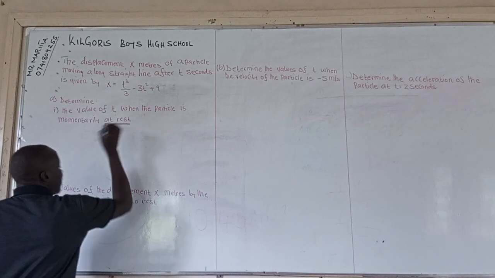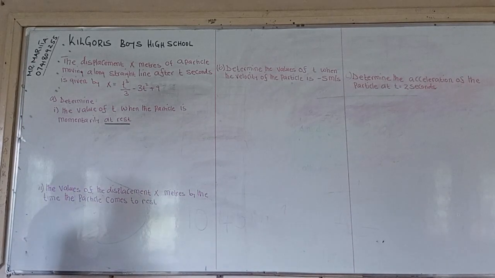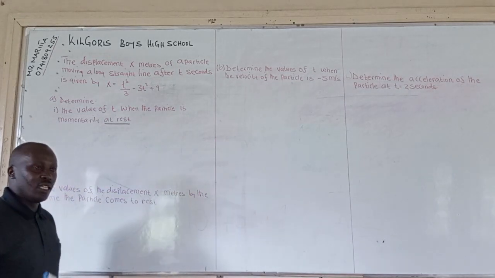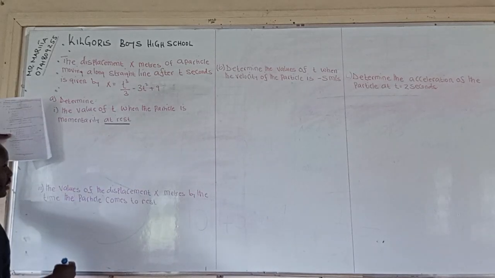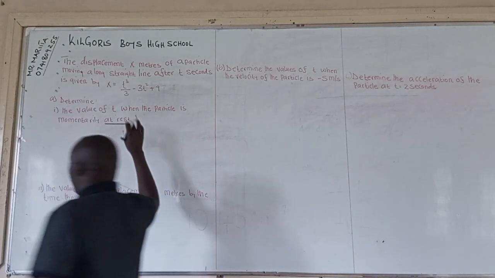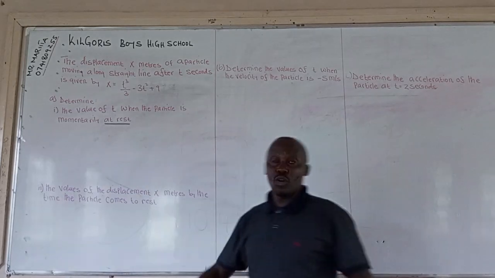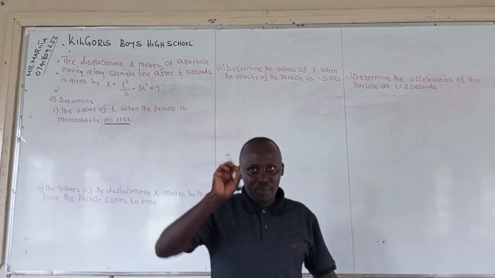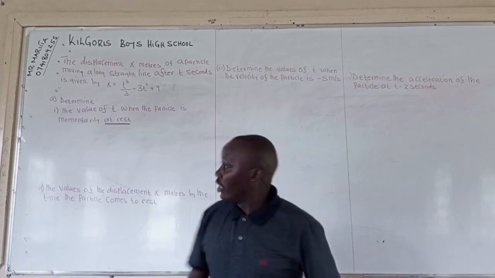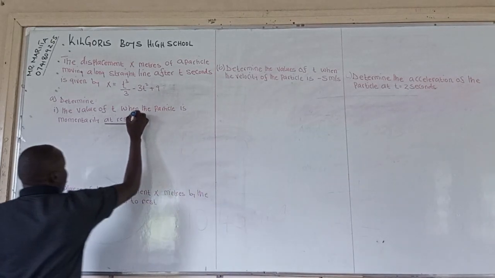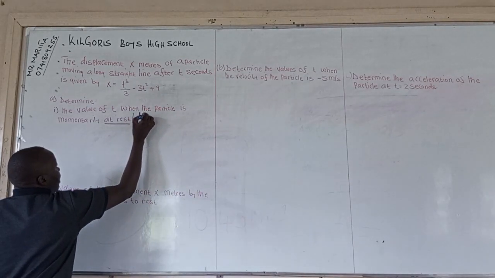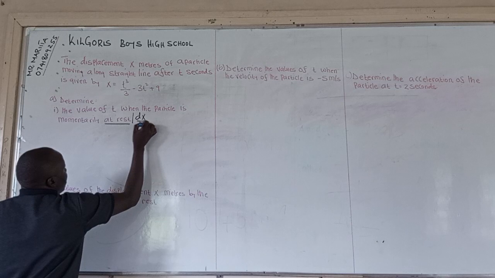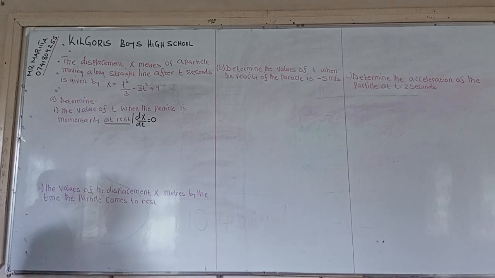You should understand that at the point of rest, or the point of maximum, or the point of minimum, the velocity in that case is equal to 0, or what we call the gradient function. The gradient function of the particle at rest is equal to 0. That means the gradient function, which is given by change in x over change in t, should be equal to 0.